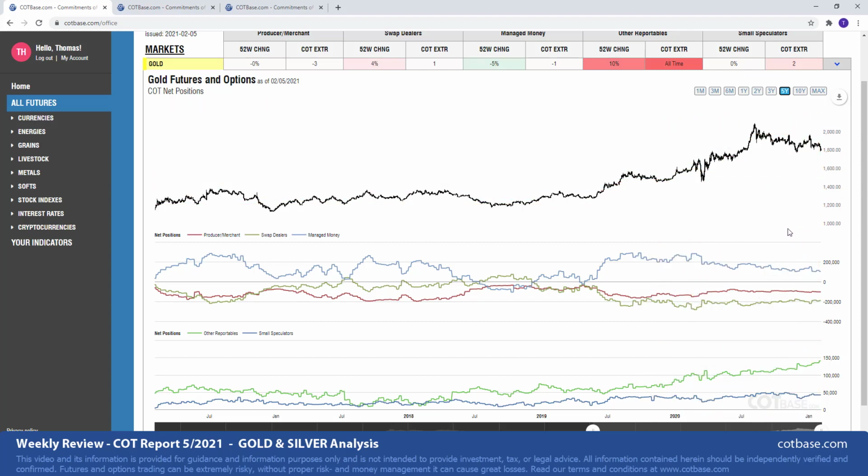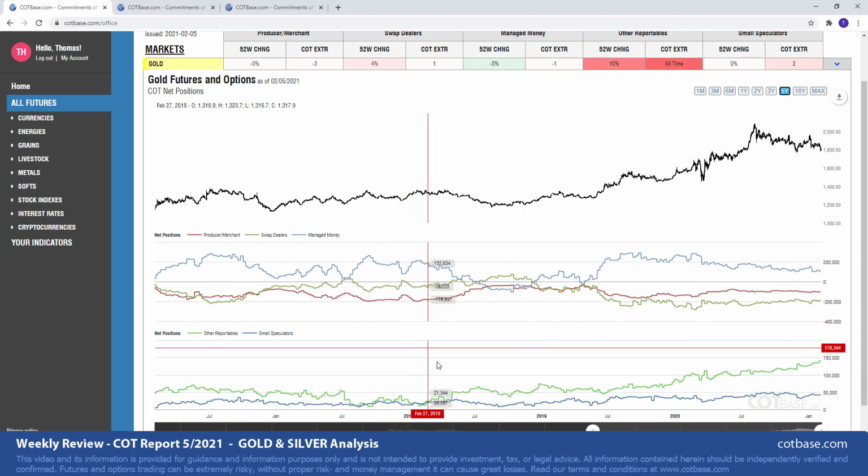So from the report, I'm sorry to say there's not much that is signaling a shift in the trend. Gold can easily continue its course upwards. We'll see what happens to other reportables, whether or not they're going to continue increasing their positions. You can speculate who they are. They could be large traders who have access to the markets and have been gradually building up their position in gold. They might know something about the future.